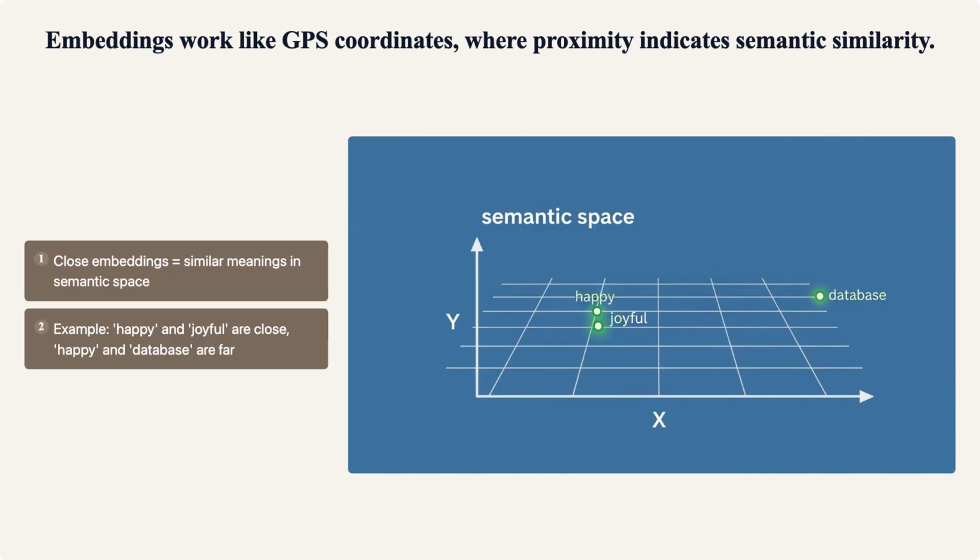Words like happy and joyful would have embeddings near each other, while happy and database would be far apart. This spatial representation of meaning is what enables computers to understand relationships between concepts.